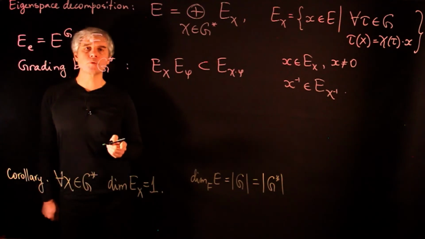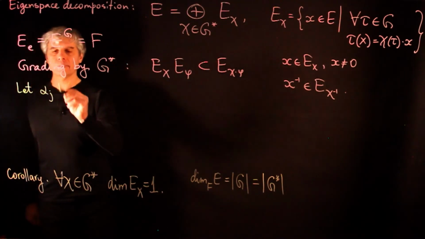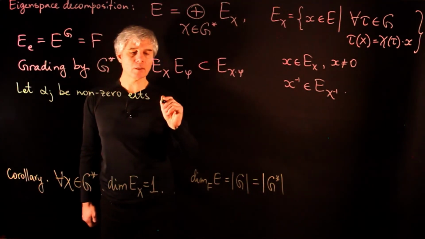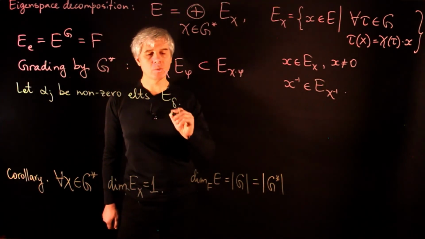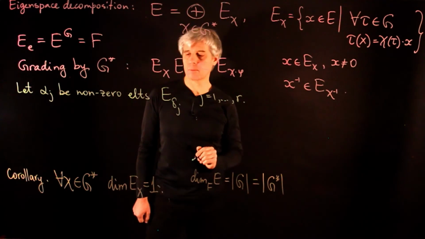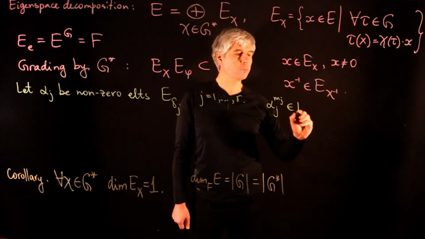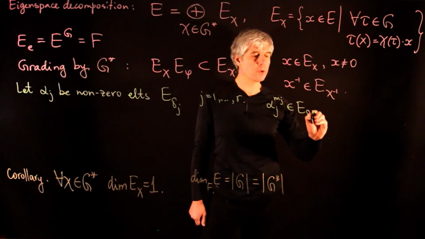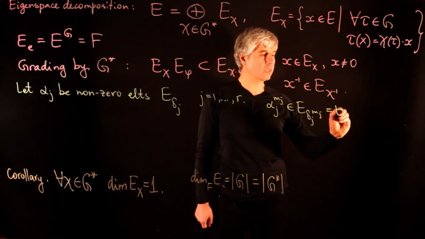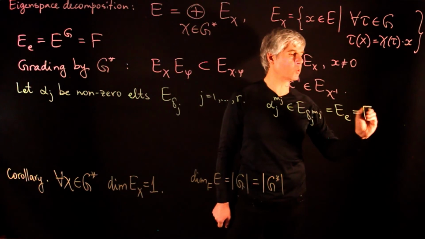Now let us return to the proof of the theorem about Kummer extensions. So let alpha j be non-zero elements in components E delta j, where the deltas are the generators of the dual group. So here j goes from 1 to r. Then if we raise alpha j to the power mj, we will be in the component E delta j to the power mj by this multiplicativity property. But these are identity elements in the dual group. So we conclude that alpha j to the power mj belongs to F.